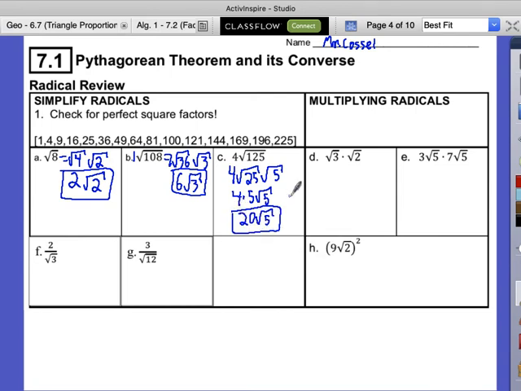Okay, we're going to be simplifying radicals the whole time in this chapter, by the way, so we're going to have to get used to it.